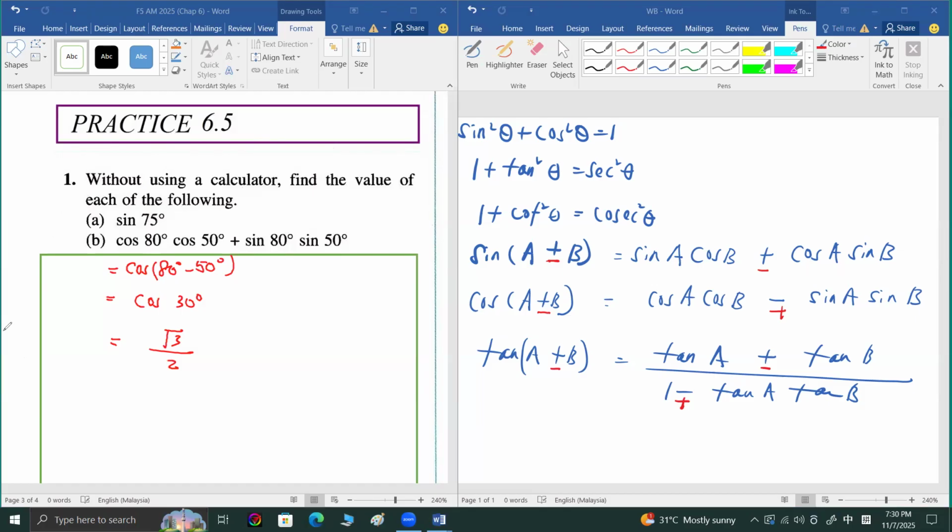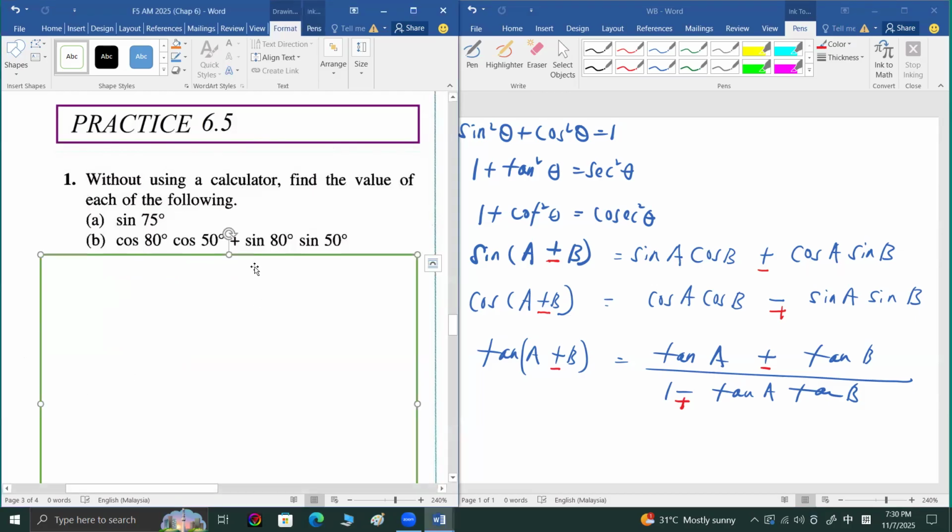Okay, now class, your turn. I want you to try by referring to the formula that is given here.